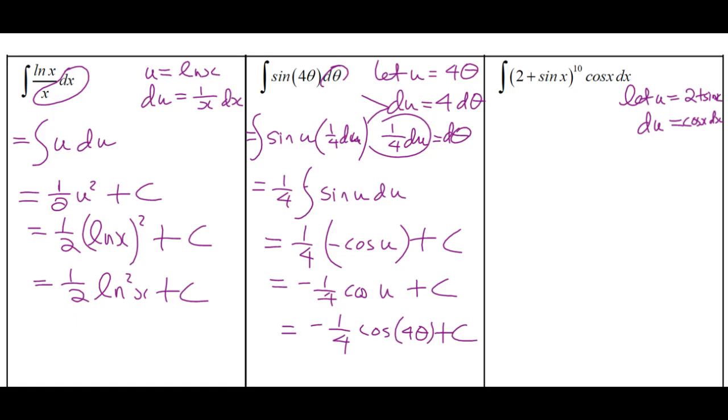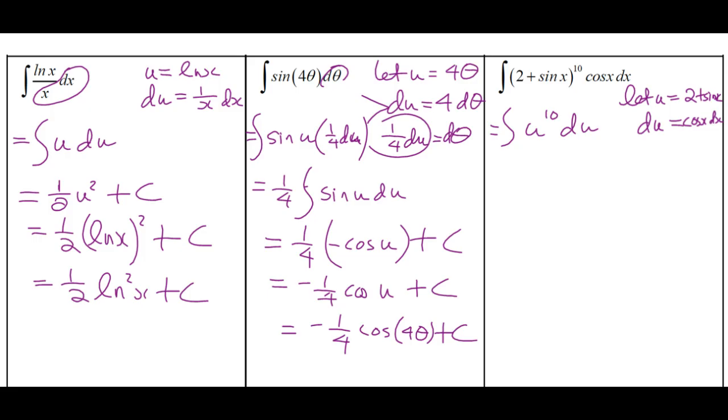So what's du? du is cos x dx, right? Because the derivative of 2 is 0, so you've got 0 plus the derivative of sine, which is cos. Oh, look, cos x dx. It's hanging off the end there, right? So now, what are we doing? We're doing the integral of what? u to the 10th du.